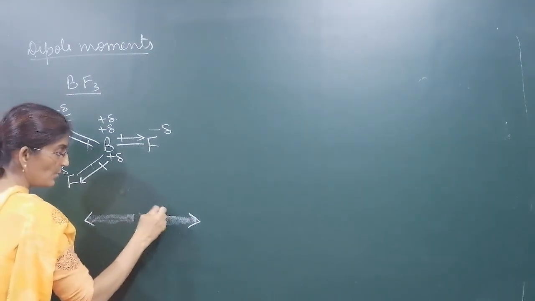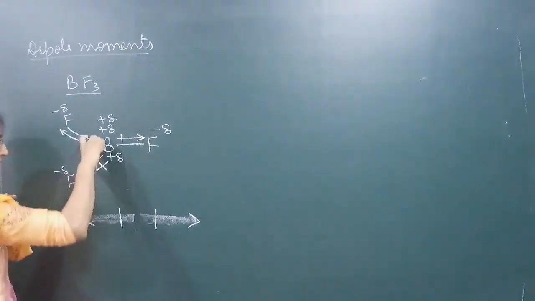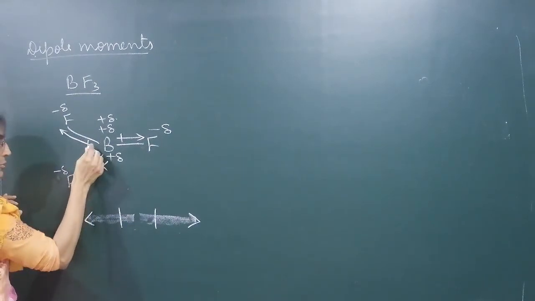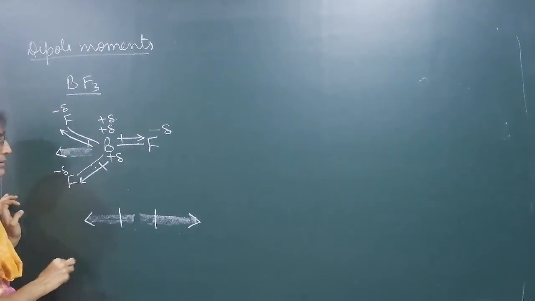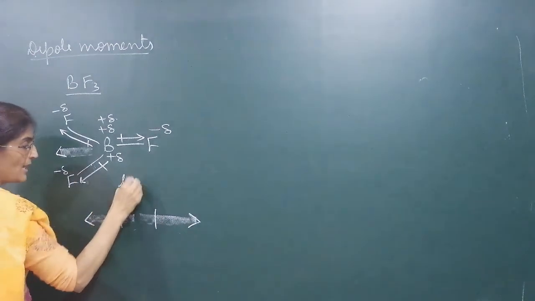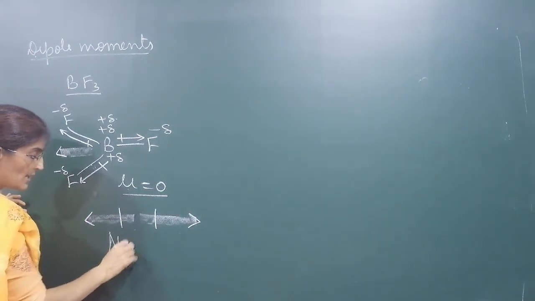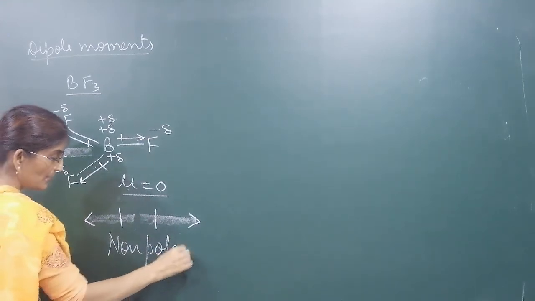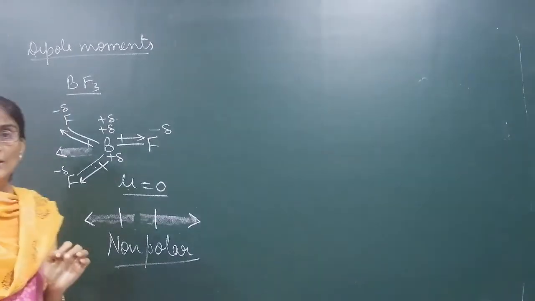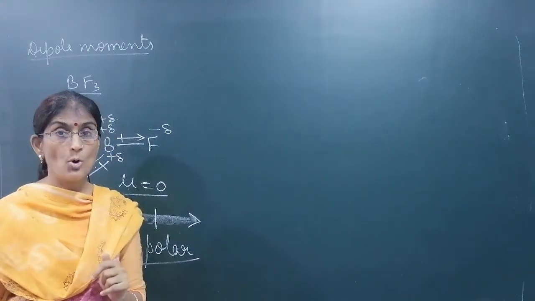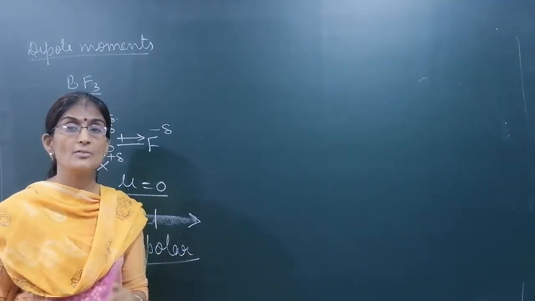That dipole moment is cancelled by the resultant of the other two bonds. They cancel each other, so the net dipole moment is zero. Hence the molecule is non-polar, even though it has three polar bonds. Even though this molecule has three polar bonds, the whole molecule itself is non-polar.